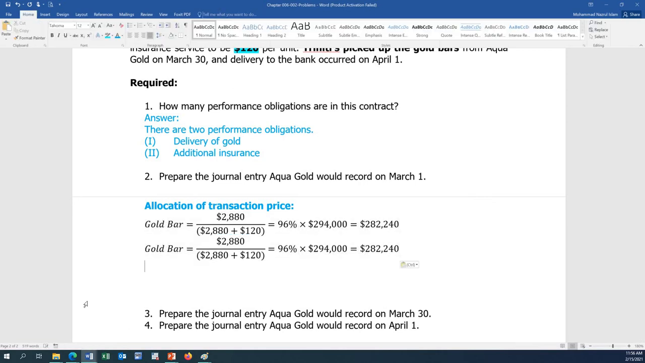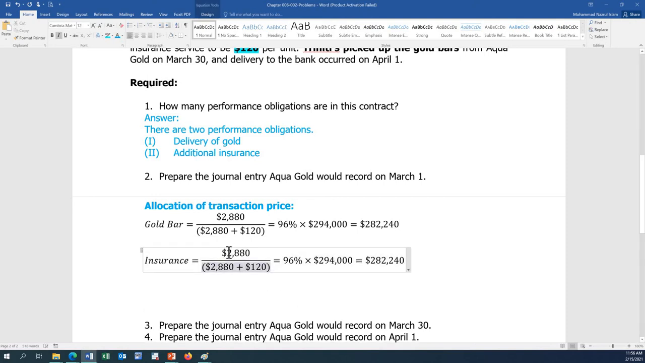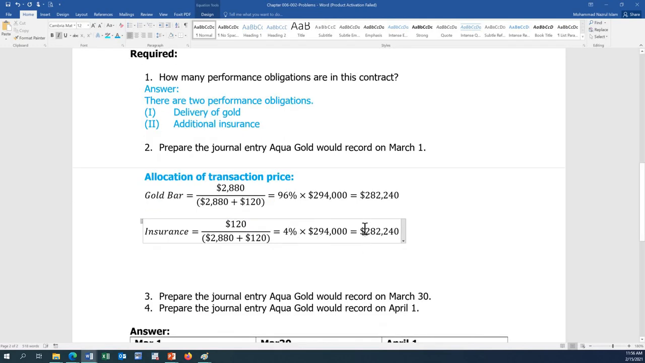And now this one is the insurance. So the insurance would be 120, and this is going to be 4% of the total price. So it's going to be 11,760.